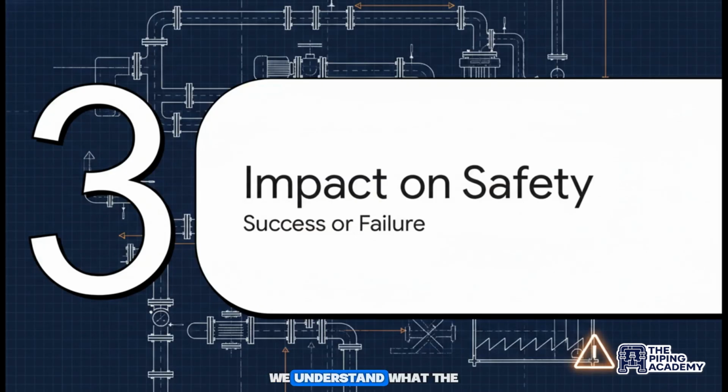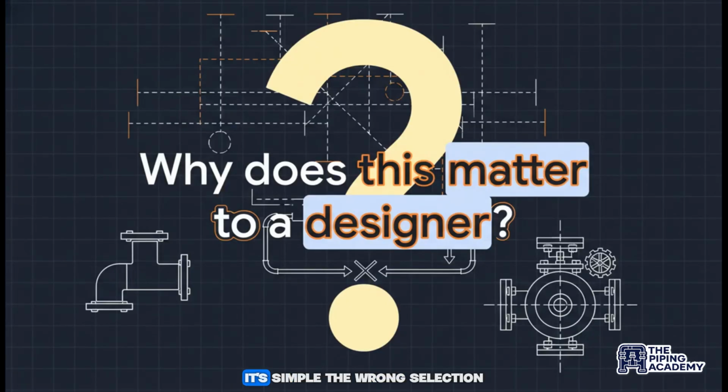So, we understand what the components are, and we understand what they do. Now we get to the most critical part: how a designer's choices with these simple components directly determine whether a plant is safe and operable, or if it's a disaster just waiting to happen. And why does this matter so much? It's simple. The wrong selection or the wrong placement of any of these components will eventually lead to failure.